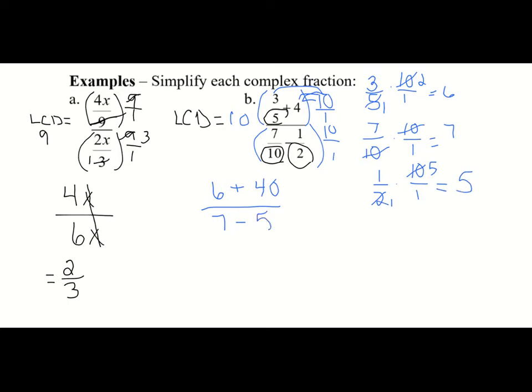So now we can do the math here. We can simplify. 6 plus 40 is 46. And 7 minus 5 is 2. 46 divided by 2 is going to give me 23. And that will be our final answer there.